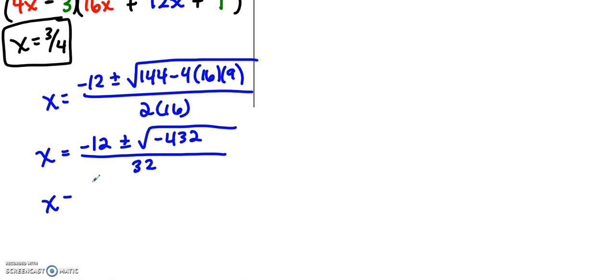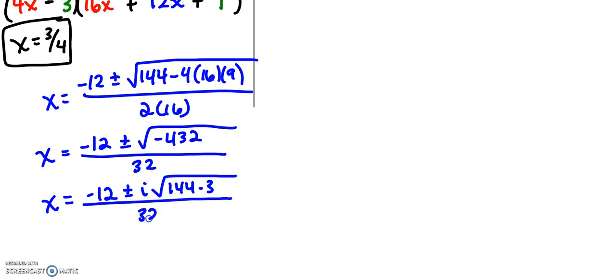432 divided by 81, ooh, not going to work. 432 divided by, no, 64, no. 144, there we go. Negative 12 plus or minus i, and then this is now the square root of 144 times 3. And so the square root of 144, which took me a long time to get to, wish I would have gotten there a little faster, becomes 12.